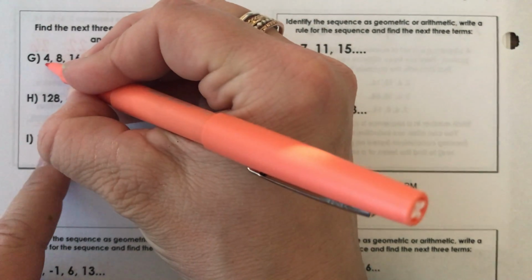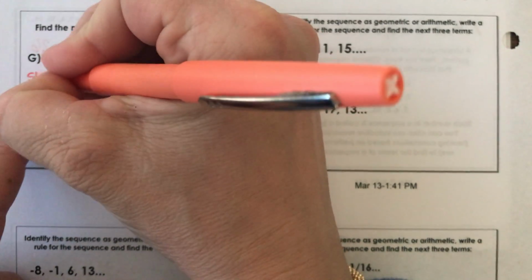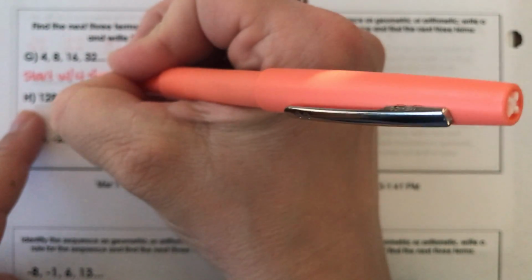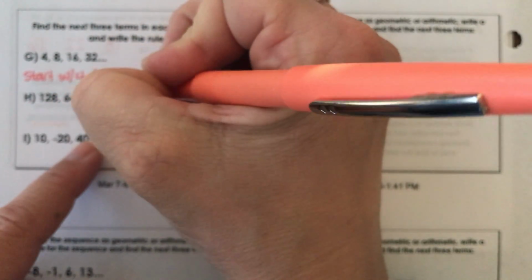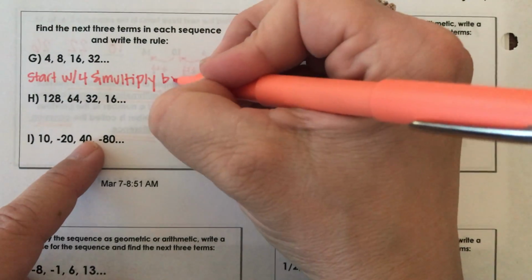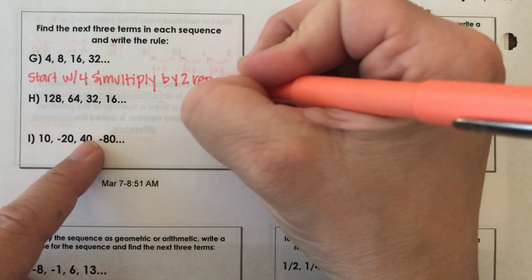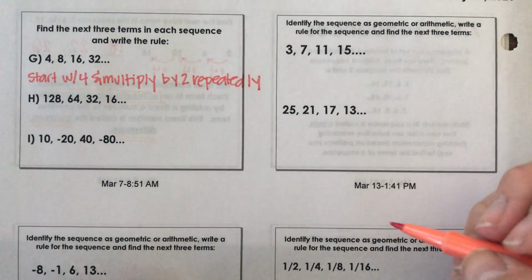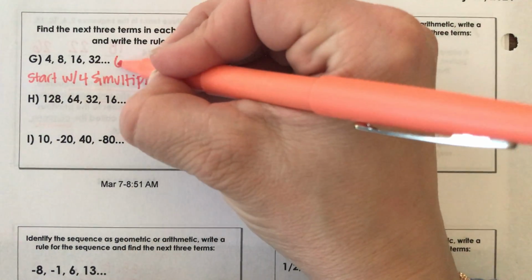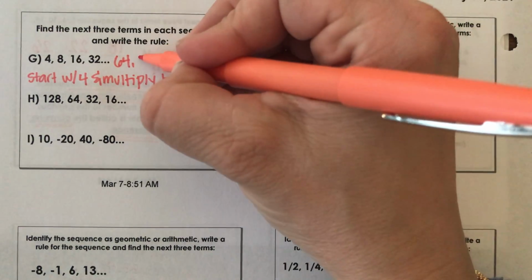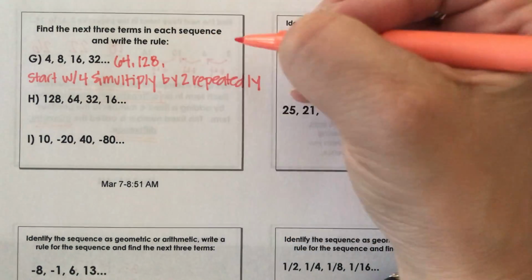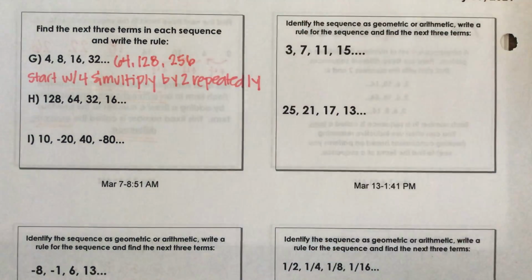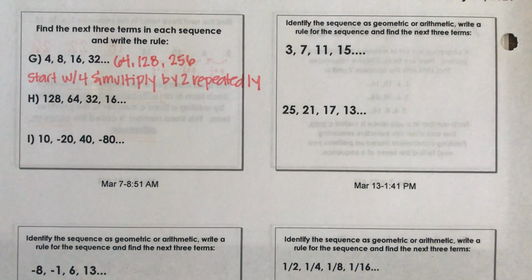So 4 times 2 makes 8. So my rule is start with 4 and multiply by 2 repeatedly. So 32 times 2 is 64. 64 times 2 is 128. And 128 times 2 would be 256.